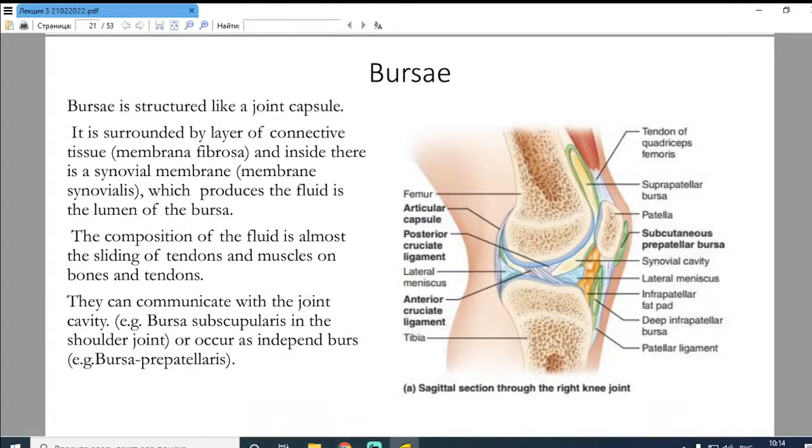The bursa contains fluid and allows the sliding of tendons and muscles on bones and tendons. They can communicate with the joint cavity. For example, a clear and independent bursa.